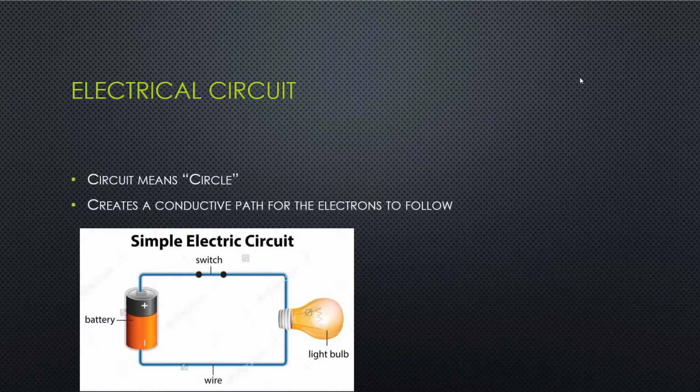Next, let's talk about what a circuit is. Circuit literally means circle. And it creates a path for the electrons to follow. So here we have a battery, maybe a switch. It goes on through a light bulb, goes through the light bulb, comes back and back into the battery. You can see it makes a full circle.